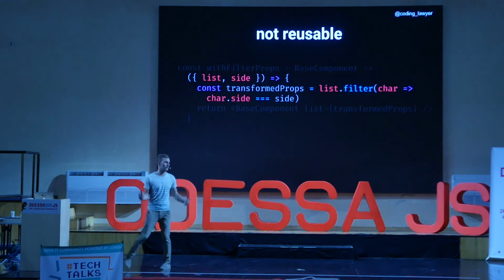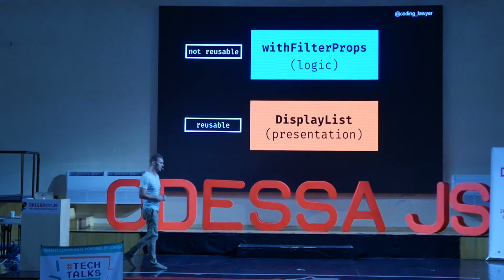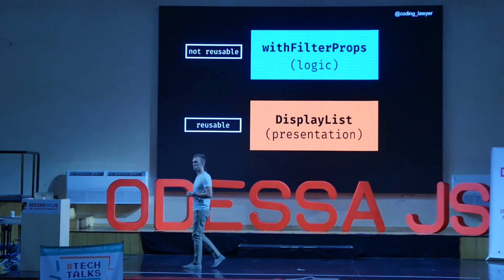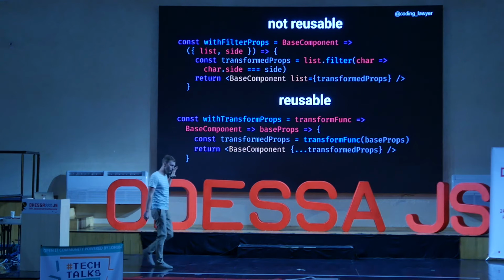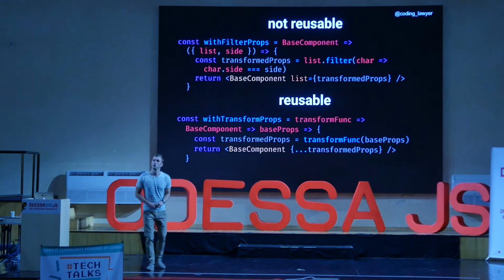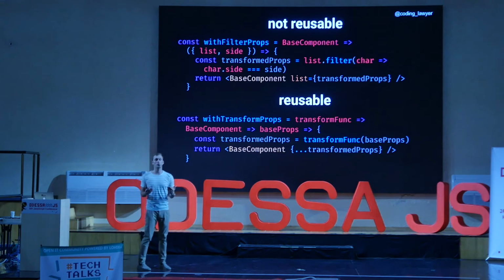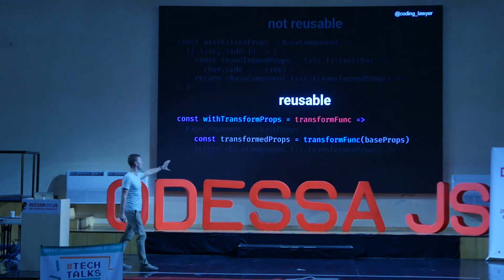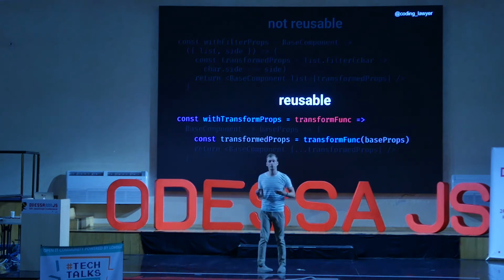So if we visualize it, we are now here. We have a reusable presentational component and not a reusable higher order component. So the question is, how could we make our higher order component reusable? We can pass the logic from the outside. Let's take a look. Here we have a reusable version of our higher order component. There are two main differences. First, we renamed it. It's now called withTransformProps because it's no longer limited only to the filtering logic. But more importantly, we have a new parameter here called transformFunc. This is a so-called configuration function, and this function takes care of our logic.